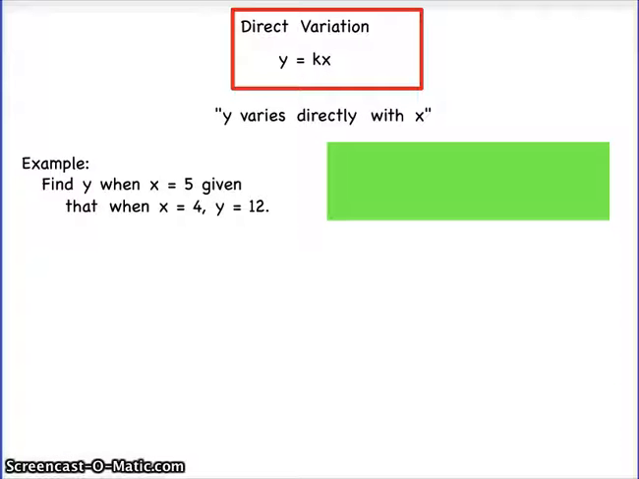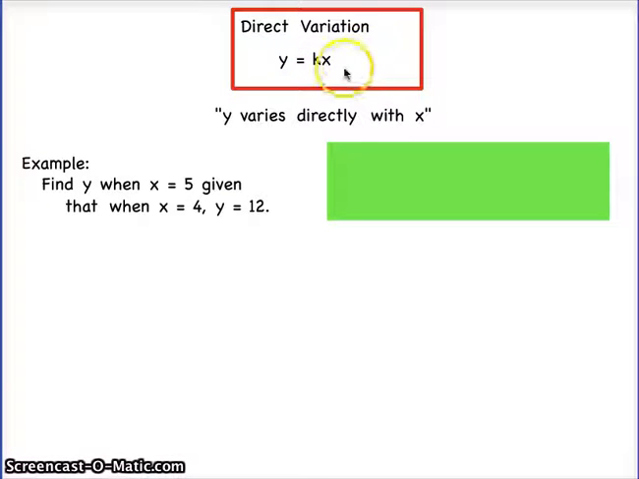Alright, this is a video to instruct you on how to use direct variation. Direct variation is very similar to slope-intercept form. The beauty is that the intercept is always 0. y = kx, or a lot of times y = ax, is the basic equation for direct variation.